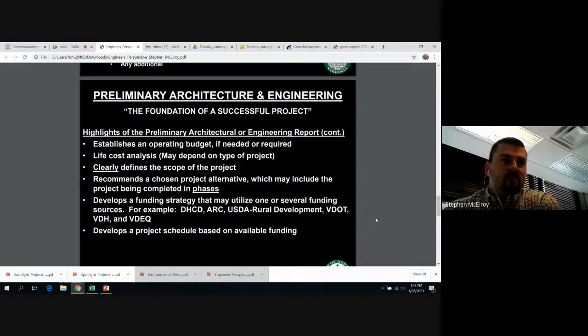Again, I mentioned developing a funding strategy, and these are examples, whether it's DHCD, ARC, USDA Rural Development, VDOT, VDH, DEQ. They could all have a key role in the project, depending on the type of project and what you're trying to accomplish. And then develop a project schedule based on the available funding. Again, these could take years to complete, especially if it's a multi-phase project. It could take 2, 3, 4, 5 years, or even longer, just depending on the scope.